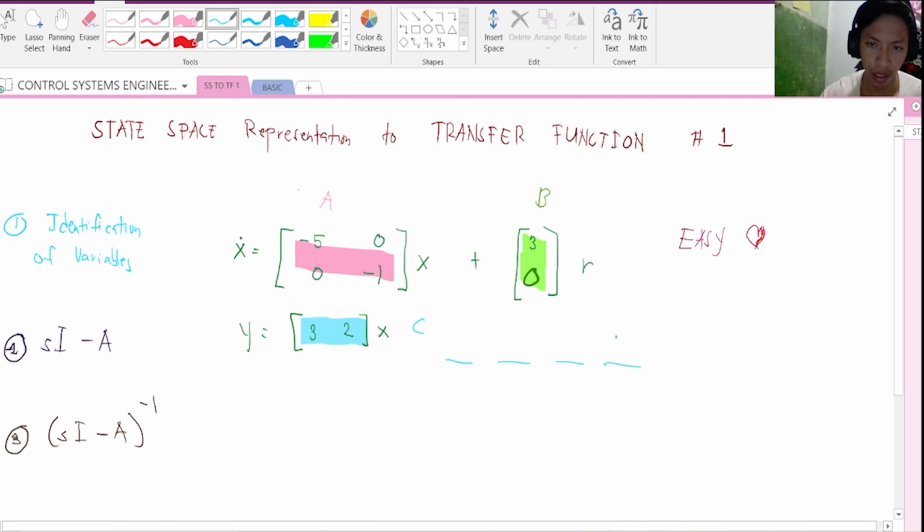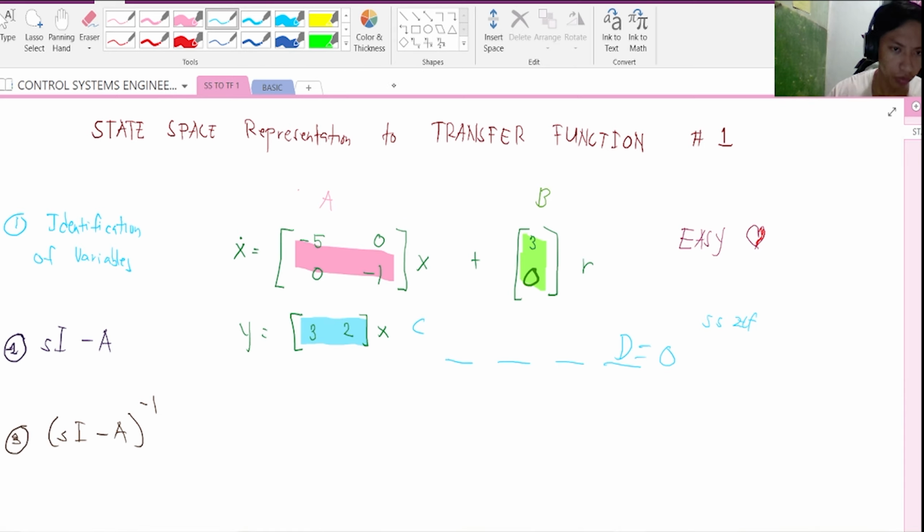identification of variables. In programming language, and also if you use a certain function in MATLAB like SSTF, you will encounter this variable. But in this example, we do not have to worry about this variable. It has a value of 0. Okay, so we're done with the first step.